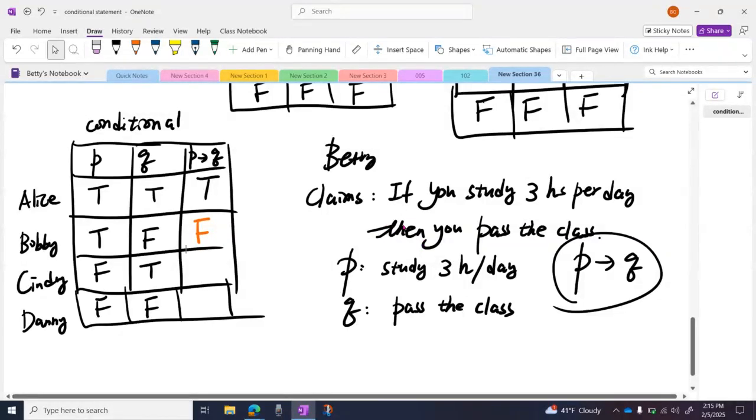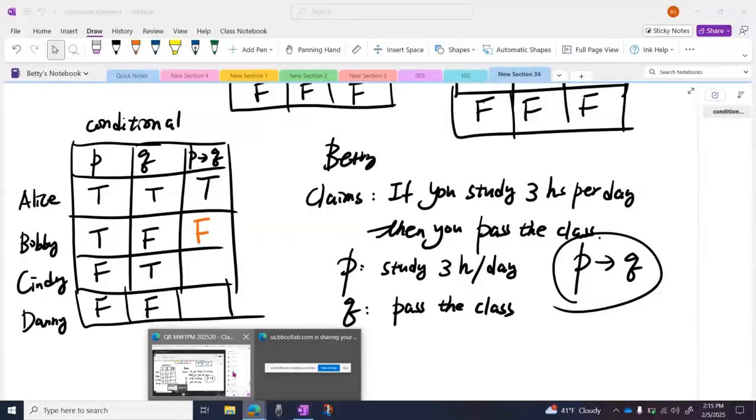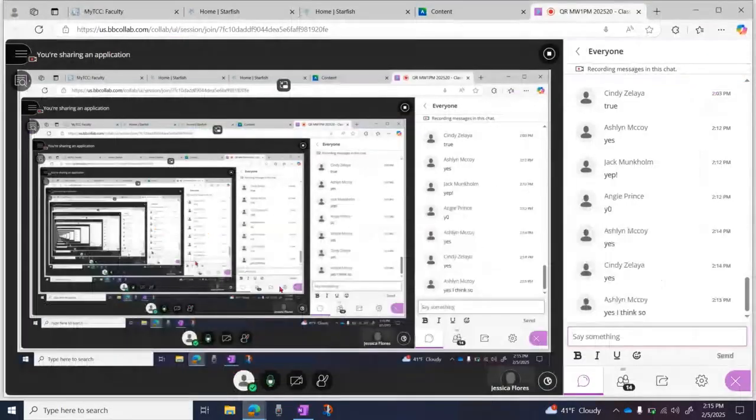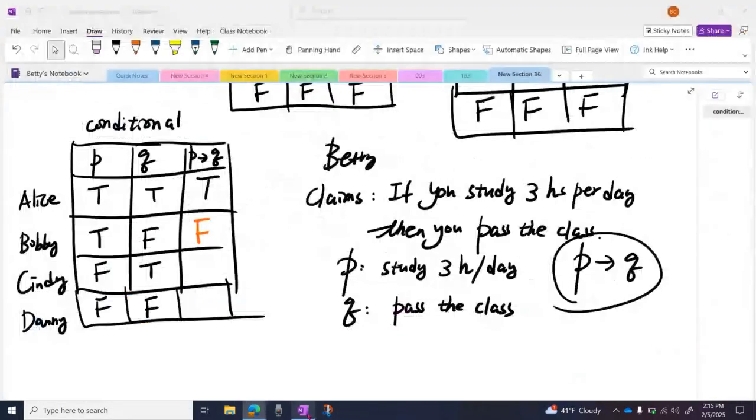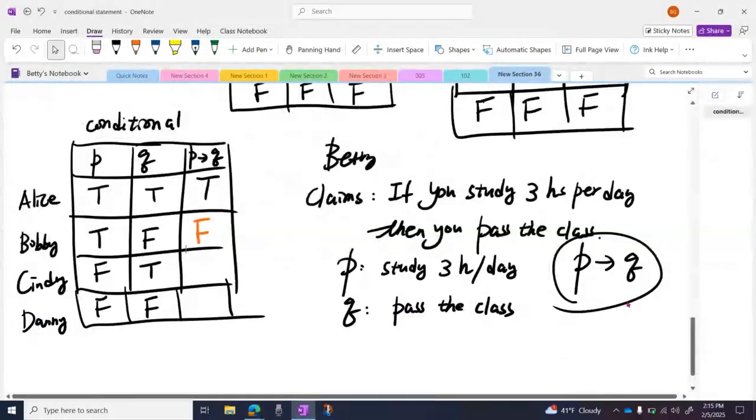I claim if the antecedent is true, is met, the consequence will occur as a result. However, pitiful Bobby met the antecedent, but the consequence does not occur. So yes, it does make my claim logically false. Agree, guys? Yeah, Bobby is gonna be mad.